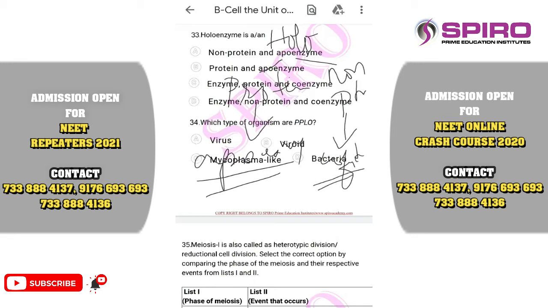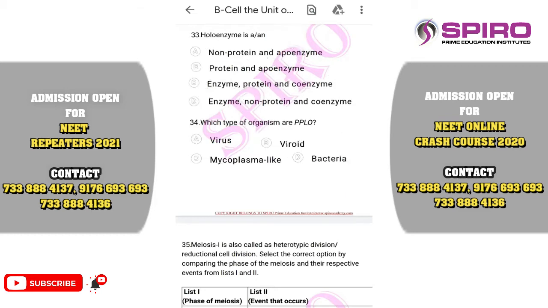So here, what is a holoenzyme? A holoenzyme consists of non-protein and the apoenzyme. So this seems to be correct. The protein and the apoenzyme? No, this is wrong because protein and apoenzyme are the same. The enzyme, protein and cofactor? No. So dear student, the correct option is option A, non-protein and apoenzyme.